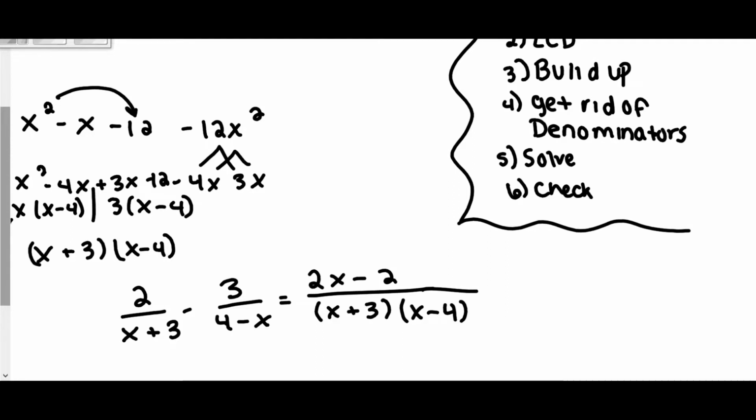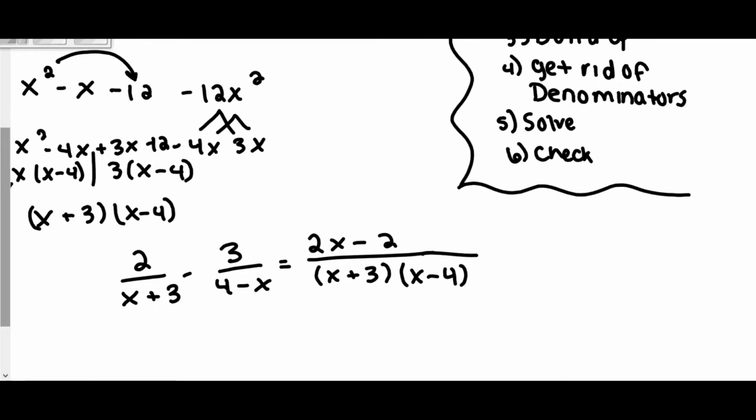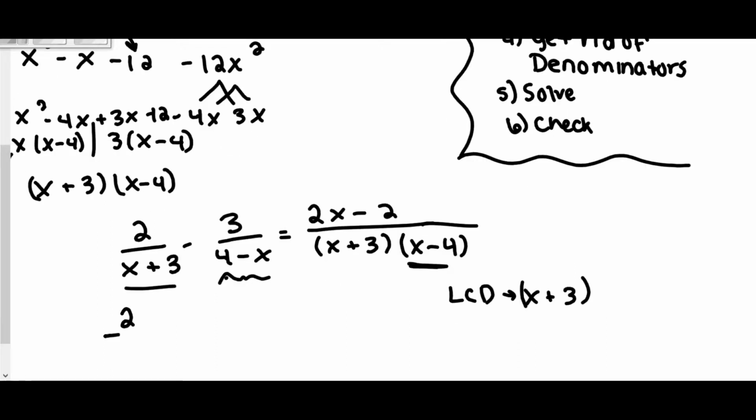So now my next step is to find an LCD. But I'm having a little bit of a problem. I have so far that my LCD is probably going to include x plus 3, because I have a factor of x plus 3 here. I keep going and I hit 4 minus x. But 4 minus x and x minus 4 are the same things. So before I can declare an LCD, I have to make 4 minus x look like x minus 4. So let's do that. 2 over x plus 3. We know that 4 minus x is equal to negative 1 times (x minus 4).